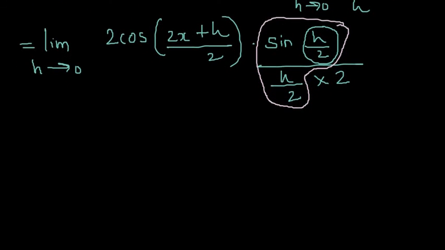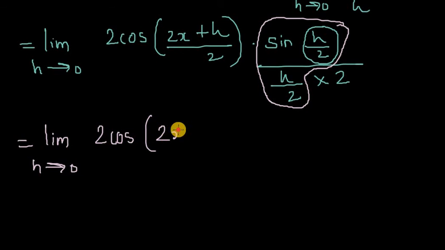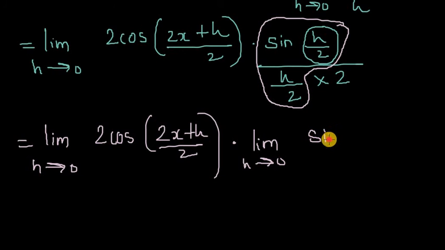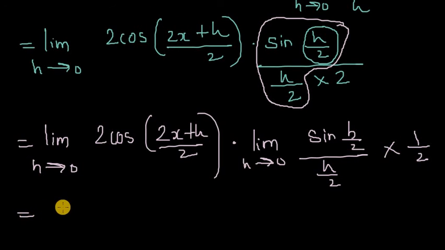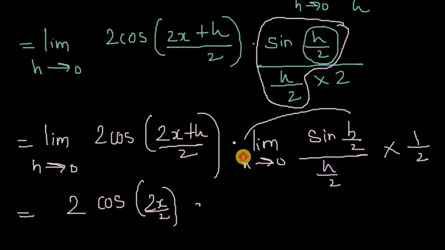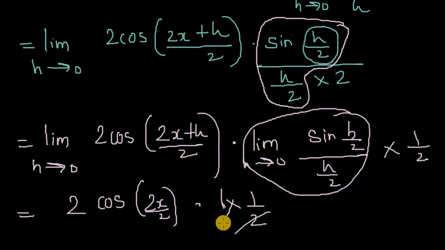So let us simplify it further. Limit h tending to 0 of 2 cos of 2x plus h by 2 into limit h tending to 0 of sin h by 2 upon h by 2 into 1 by 2. Now apply the limits. So what do we get? 2 cos of 2x by 2 into 1 into 1 by 2. The 2s cancel.